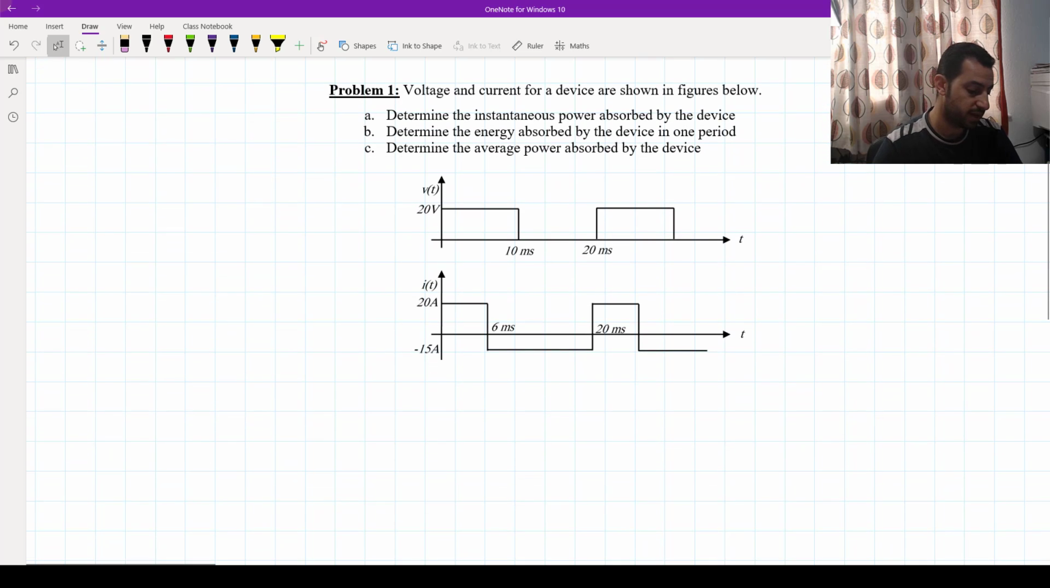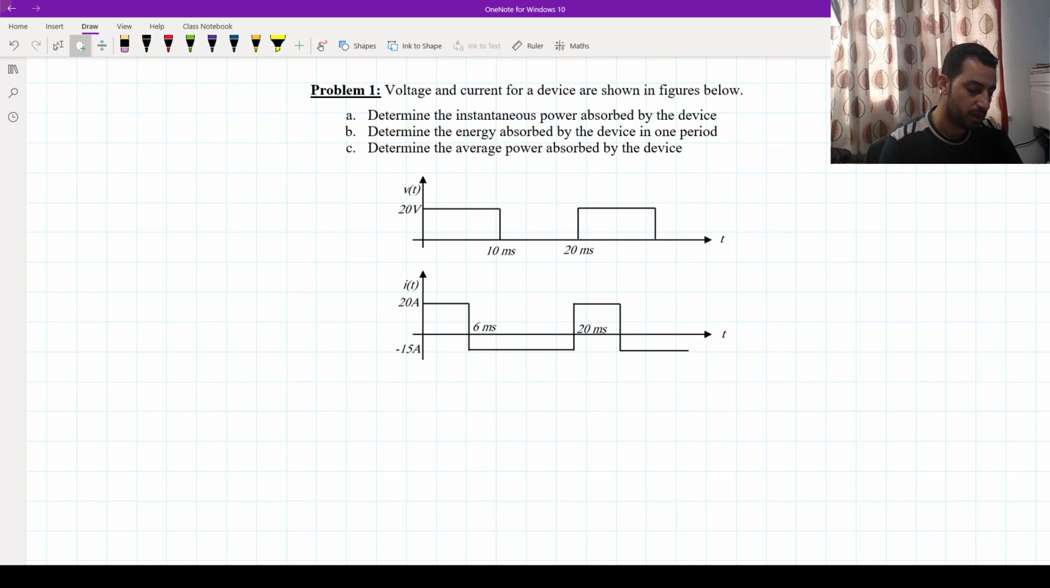So here is the first question. It says voltage and current for a device are shown in the figures below, this one is the voltage and that one is the current. What is the requirement now? We have to determine the instantaneous power absorbed by this device. If we have the voltage across the device and the current going through it, it's very easy to calculate the power by just multiplying them. But we don't have numbers here, we have waveforms. So the easy way is to multiply each portion of the voltage waveform with the corresponding portion of the current waveform, and that will give us the instantaneous power.